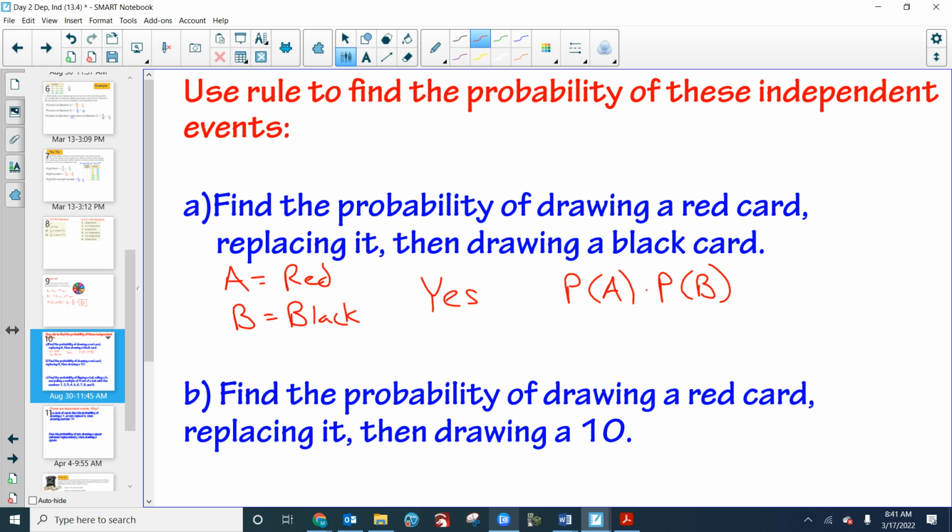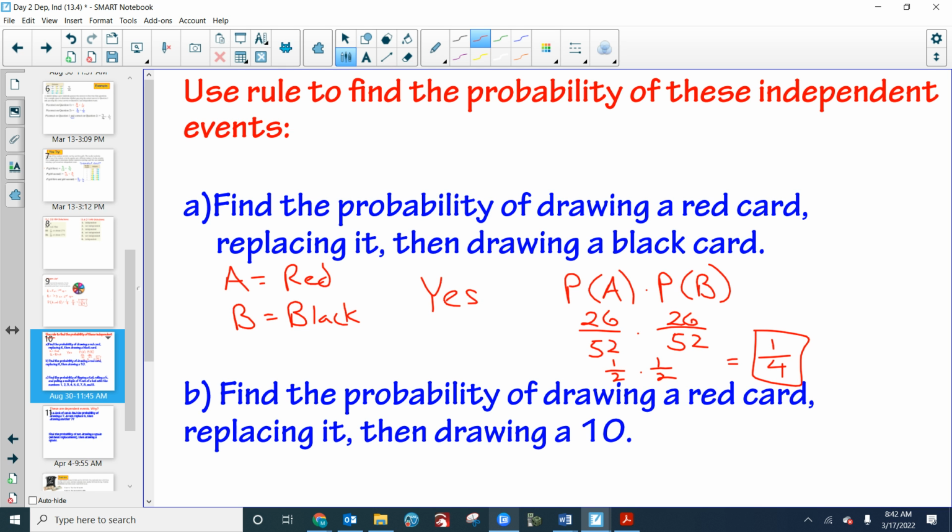So, probability of drawing a red. Refresher from yesterday: how many cards are in a deck? 52. Half of them are red. How many reds are there? Half of 52? 26. So 26 out of 52 times 26 out of 52 is the actual numbers, but you don't want to multiply those. Those are big numbers. We know both of them are a half, right? A half and a half. So go ahead and multiply 1/2 times 1/2, and we get 1/4.